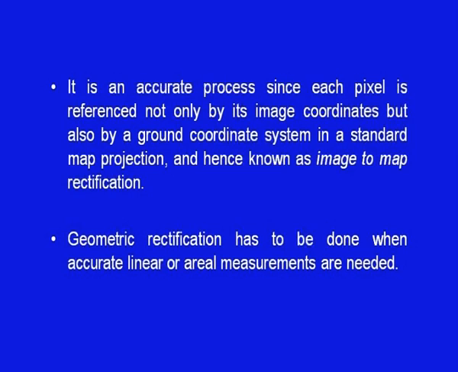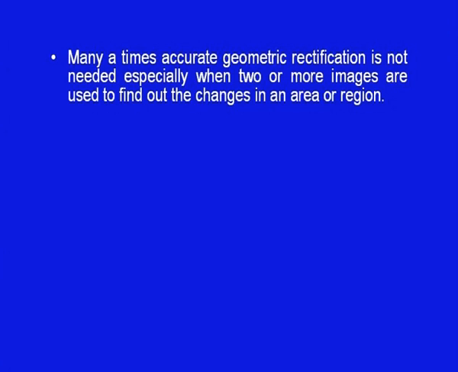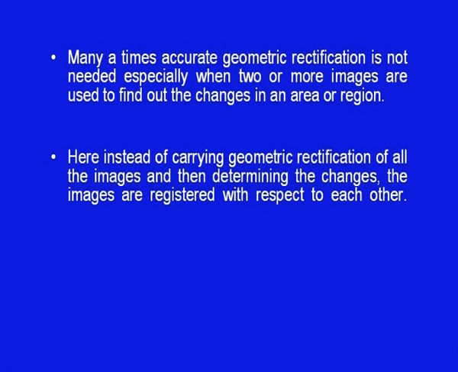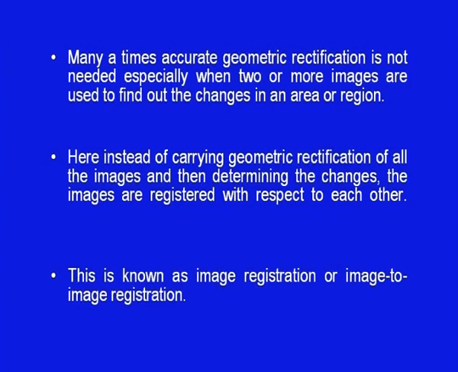Geometric rectification has to be done when accurate linear or areal measurements are needed. Many times accurate geometric rectification is not needed, specifically when two or more images are used to find out the changes in an area or region. Here, instead of carrying out geometric rectification of all the images and then determining the changes, the images are registered with respect to each other. This is known as image registration or image to image registration.